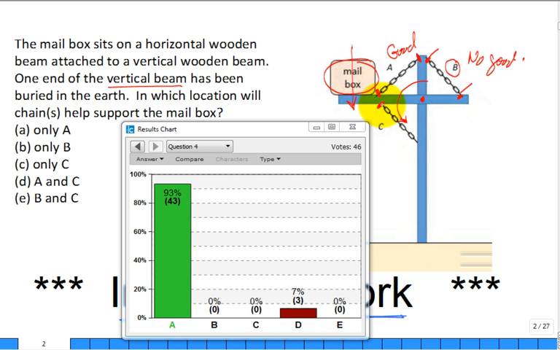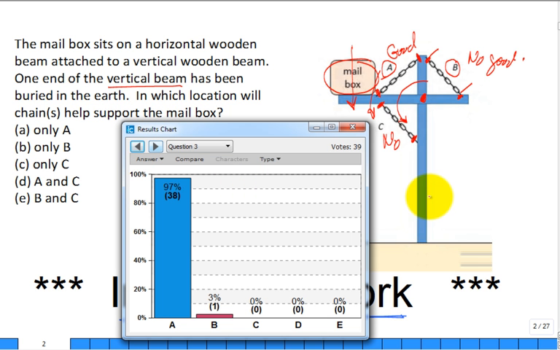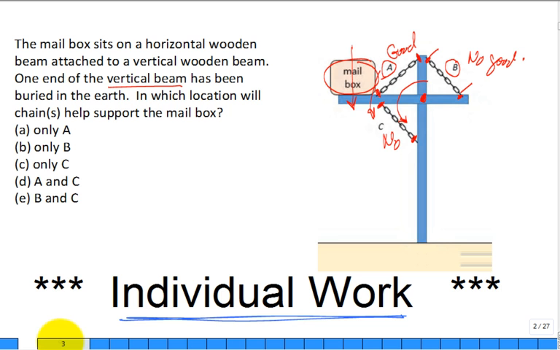How about C? Same thing. You look at it and you say, well, if it did actually move down, mailbox move down, rotating around this point, then chain C would need to be able to support compression. Chains can't support compression. It's not going to be any good. So you say that only in the location A is a good place for the chain. So very good. Let's take a look. And looks like everybody had that one figured out already, right? That's good, because this is really a lead-in to this chapter.